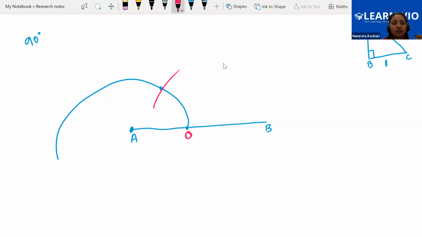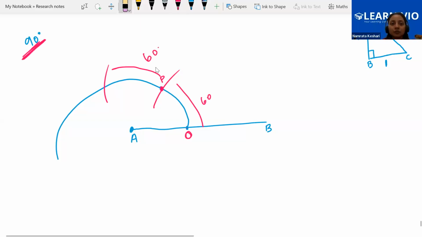Done? Yes, ma'am. Now place again the needle of the compass at point P and make an arc like this. Done? Now you need to understand that this much is 60 degrees, and when we did the same thing again, we got another 60 degrees. We are supposed to draw here a 90-degree angle.